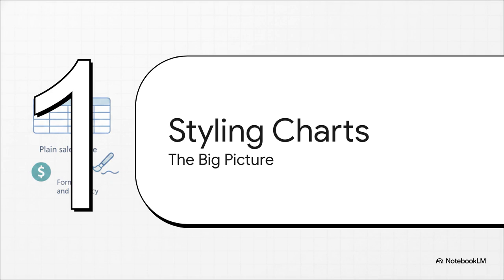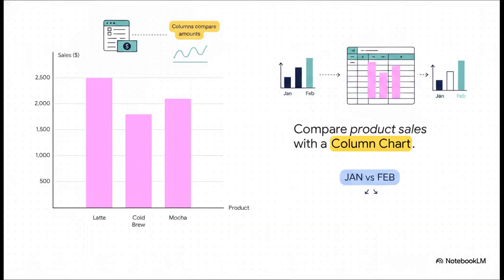Section 4. Building and styling charts. Time to zoom out and look at the big picture. By placing the vertical columns for latte, cold brew, and mocha side by side in a clustered column chart, we can instantly compare how each product performed in January versus February, and so on. And this brilliantly illustrates how full charts help readers spot trends immediately.